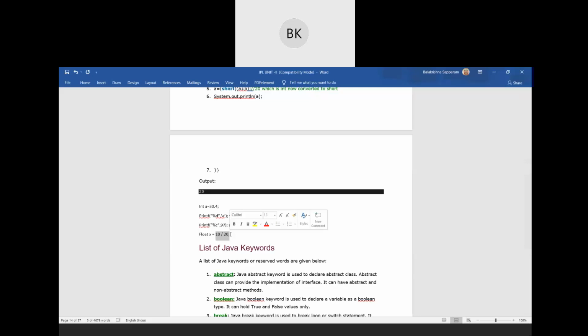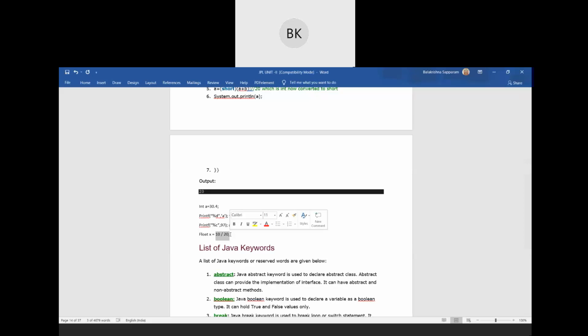That's the integer. 0.5 means after the decimal point whatever is truncated, what's the value? 0. That is assigned to the floating point value, so x is equal to 0.0. Suppose you want to get the 0.5, how do you get the 0.5?